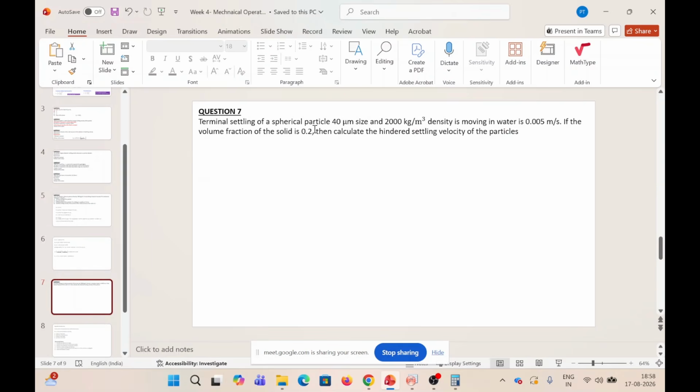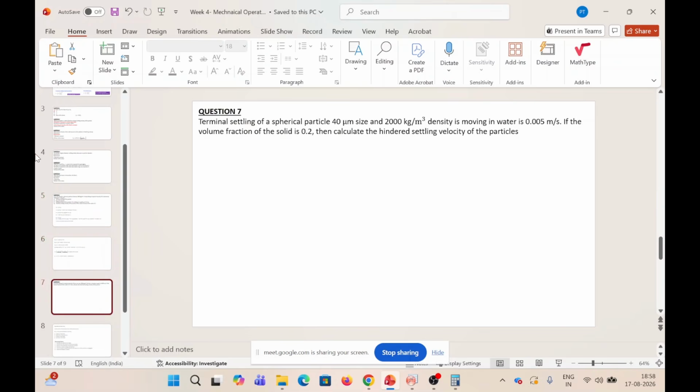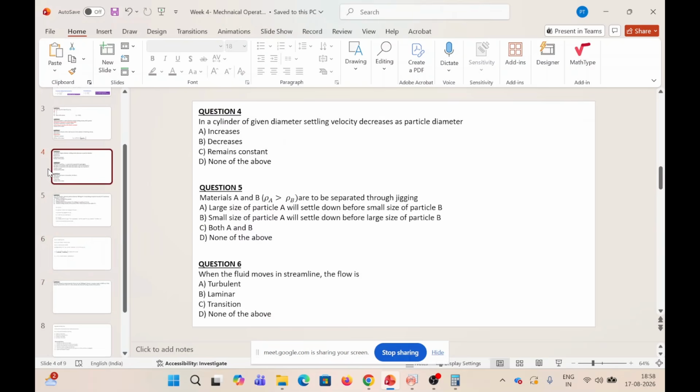So we have one problem, and I think this problem is similar to what is here, just the values are different. So I think you can solve this. So let's move on to these three questions quickly, and then before we wind up our session, let's move to question number 6.